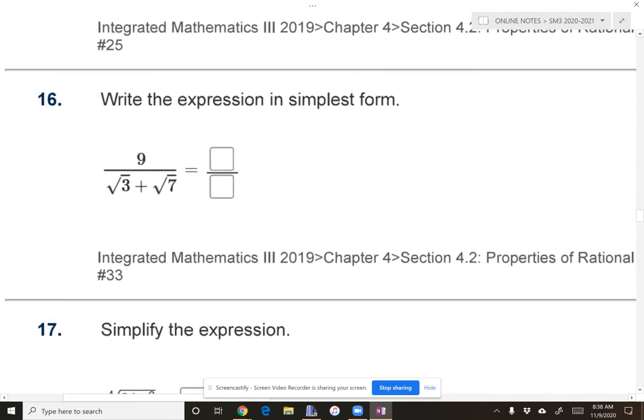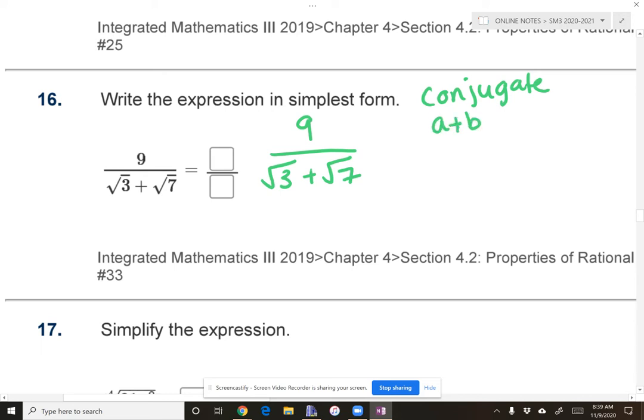16 is a little bit different in the fact that you have addition going on the bottom. And we don't like roots on the bottom, but we definitely don't like addition of roots on the bottom. So if you remember, we have this thing where we can multiply by a conjugate. And a conjugate, I'll write it down, conjugate. The conjugate is where you just change the middle sign.